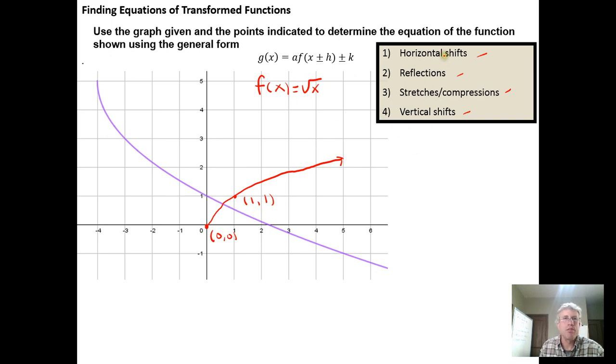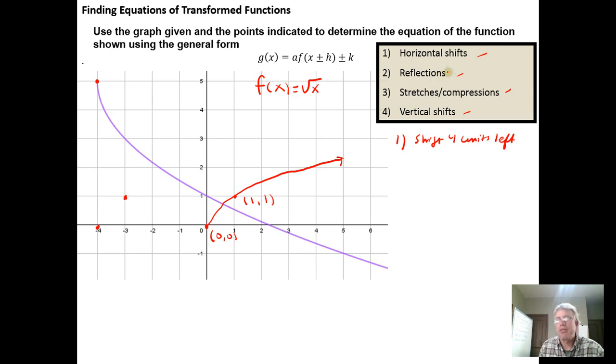So first look to see if any horizontal shifts have happened. If we look at this key point here, it should correspond to this key point here. It looks like we've been shifted over 4 units, which would also take this point and shift it over 4 units. So it looks like we have a shift of 4 units to the left.